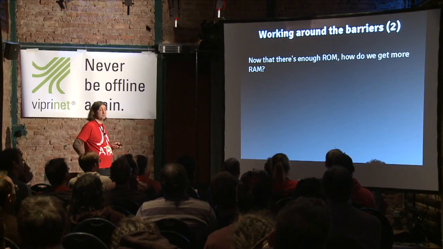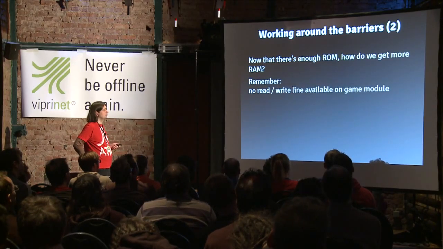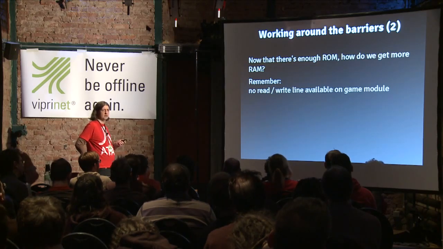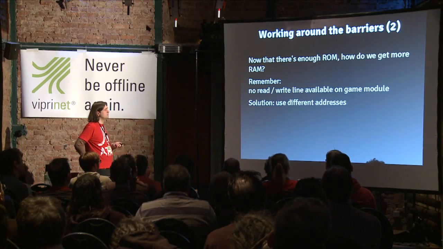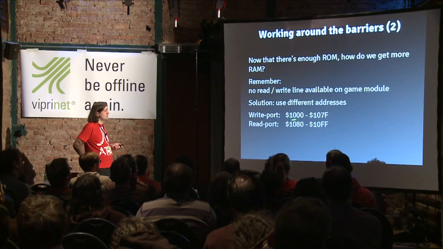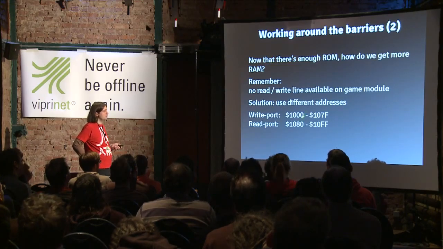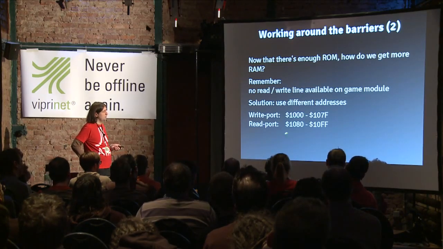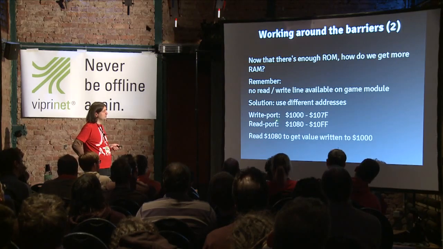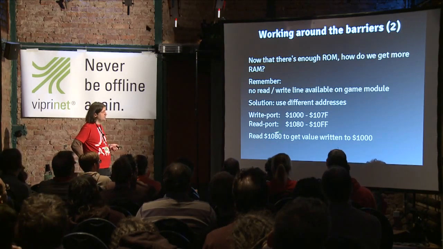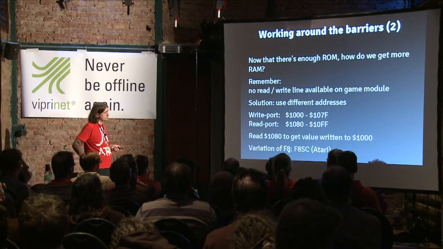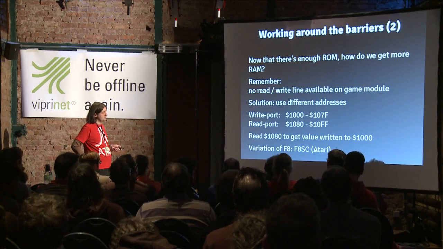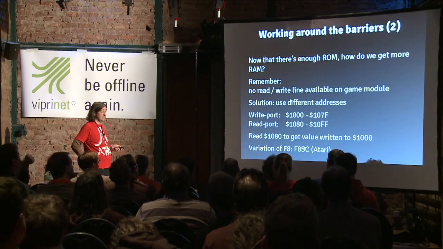We can also get more RAM. But as I mentioned earlier, we have no read-write line address. So how are we going to get RAM reading and writing? The solution is to use different addresses. We've got a write port that starts at 1000, and a read port that starts at 1080. So if you store something at 1000, we're going to read it back at 1080.